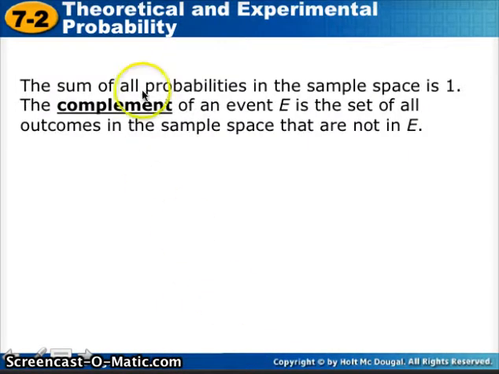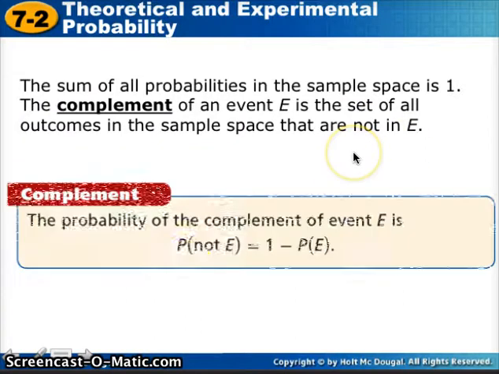The sum of all probabilities in a sample space is 1. The complement of an event, E, is the set of all outcomes in the sample space that are not in E. So the complement is the things that are not in the set. And if we want to find the things that are not in event E, we can take the whole set, which is 1, and subtract the things that are in the set. 1 minus the probability of E gives us the complement. Let's practice using the complement.